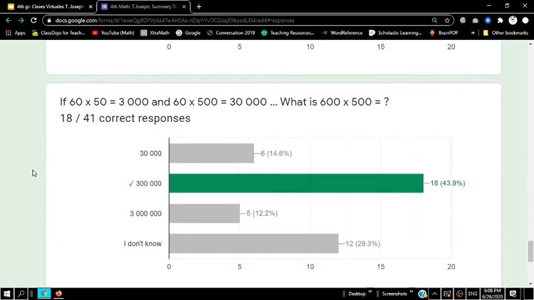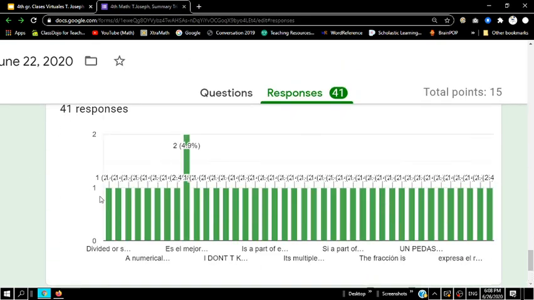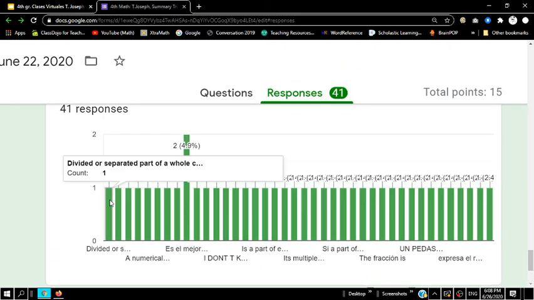Let's look at your responses. Give me a second. Here we go. We had one student, divide or separate part of a whole. Yeah, good job. We had another response. A fraction is a component of mathematics. Yeah, that's correct. A fraction is one of millions. Okay, it could be. It's possible. A numerical quantity that is not a whole. Yes, not a whole. Part or portion of a whole number.